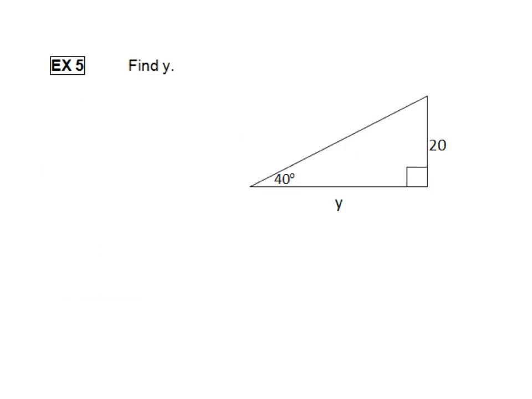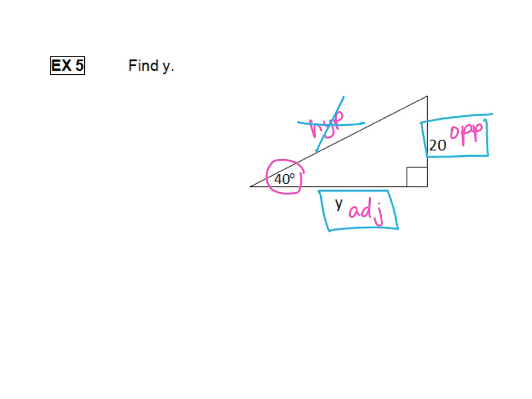All right, example 5, same idea, so we're just going to go through this again. It's good practice. We are trying to find y. We are given an angle, so let's go ahead and label our 3 sides. Across from the 40 degrees is our opposite side, so our opposite is 20. We know the hypotenuse is always across from the 90 degrees, and that's leaving y as the adjacent side. Now, I'm not going to worry about the hypotenuse because that side is not labeled. We're going to focus on the opposite side and the adjacent side.